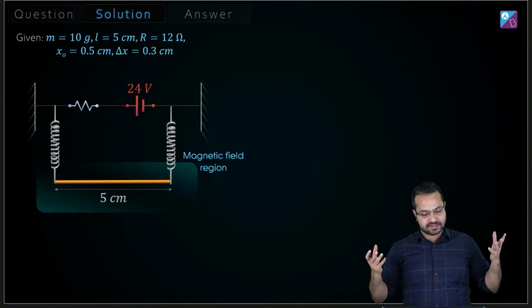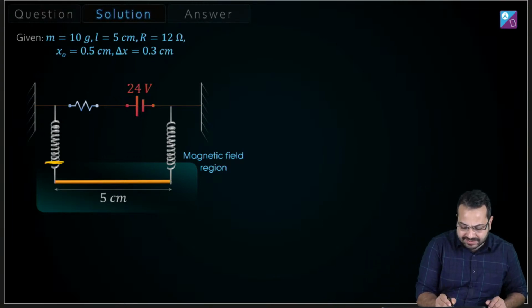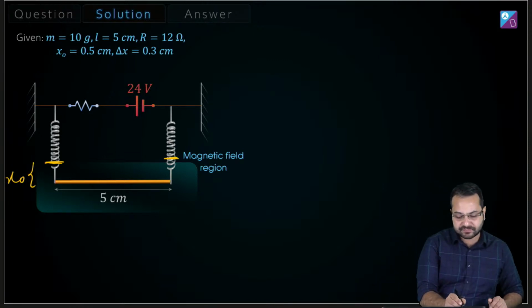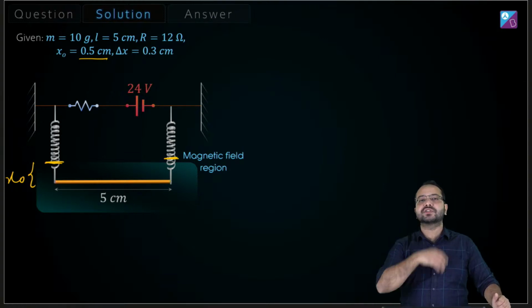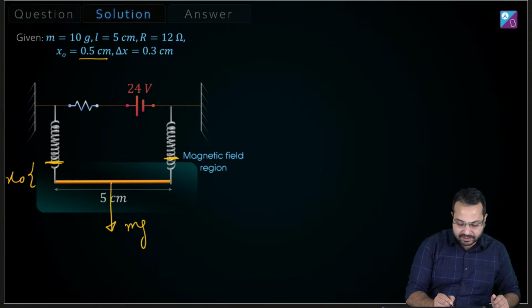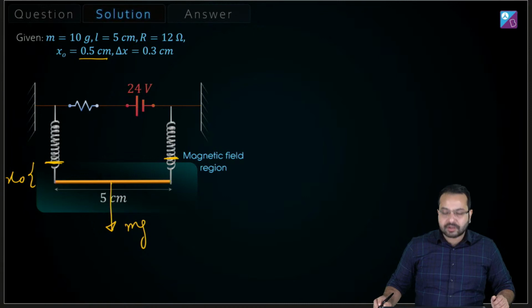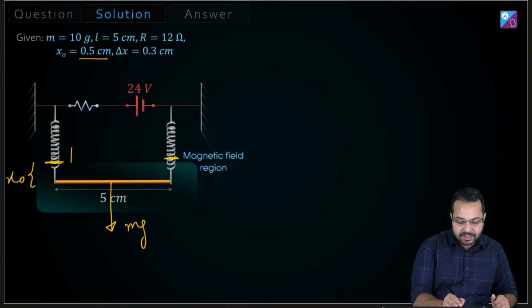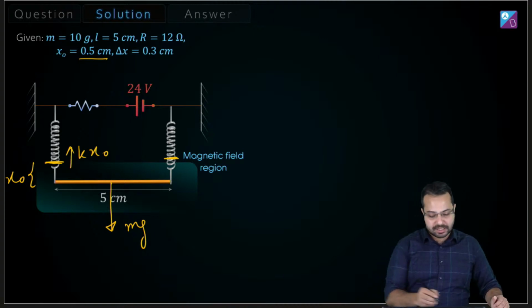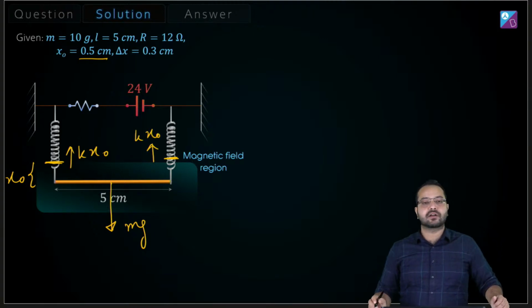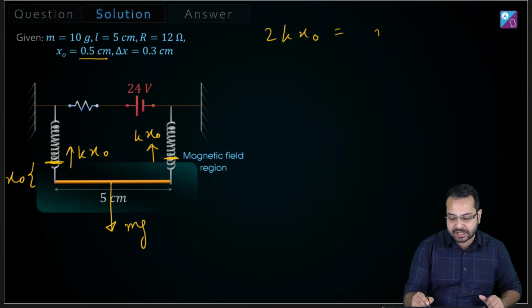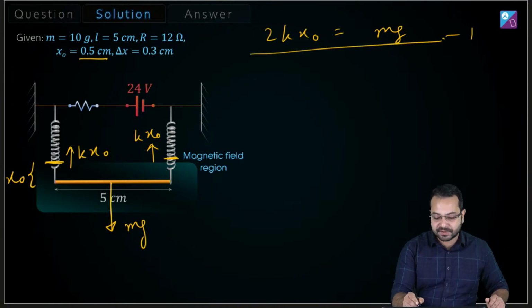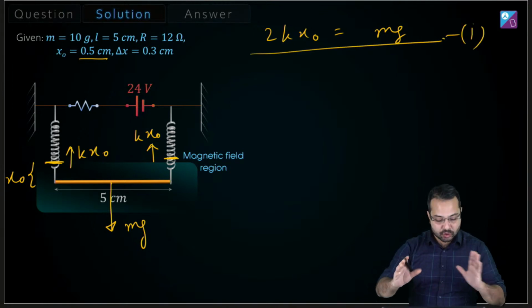Alright, so let's take the first scenario. The springs are stretched. Let's say this was the natural length, and the springs are stretched by x naught. Here x naught is 5.5 centimeter. What are the forces acting? The first force acting is mg. The other forces are kx naught from this spring and kx naught from this spring. Obviously they are in equilibrium, so 2kx naught should be equal to mg. Is that correct? That is the first relationship we have got: 2kx naught equals mg.